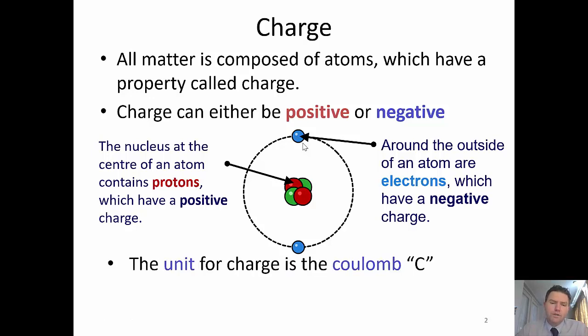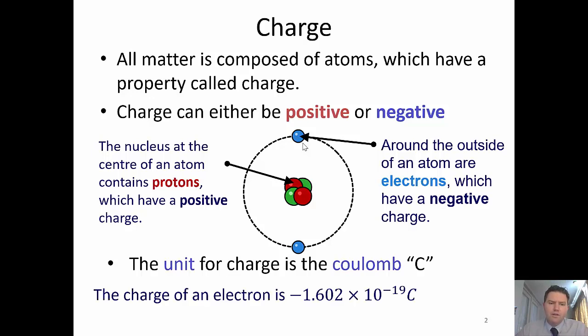The way we measure charge is in this thing called the coulomb, which is a capital C. And the charge on an electron is negative 1.602 times 10 to the minus 19 coulombs, and the charge on a proton is the same, except it is positive.